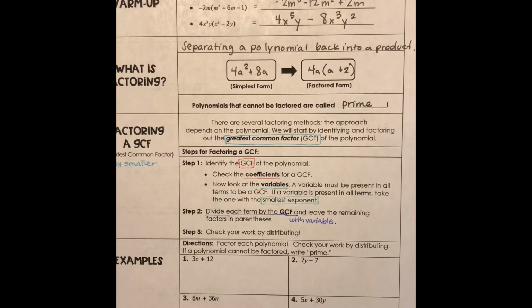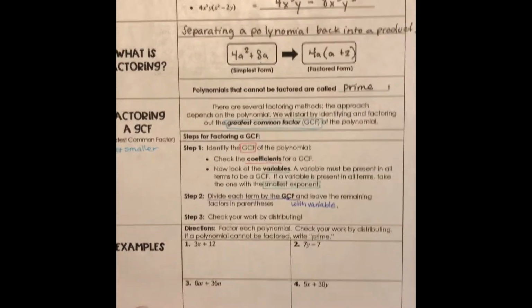So with our variable, there are 3 steps. We're going to look at our coefficient. We're going to look for our variables that are common. And then finally, we're going to divide each one into what we've got. So let's start down here.